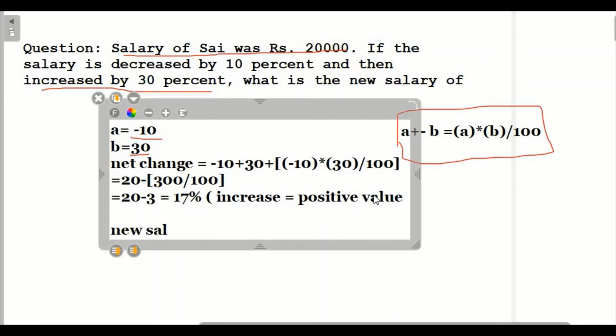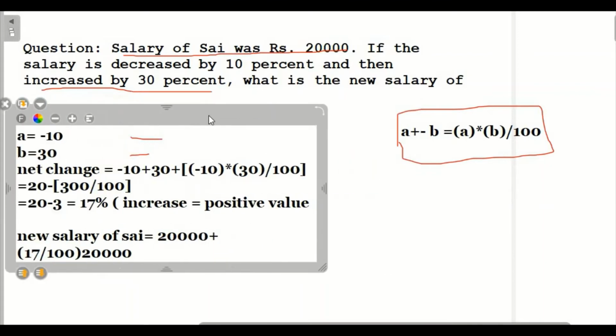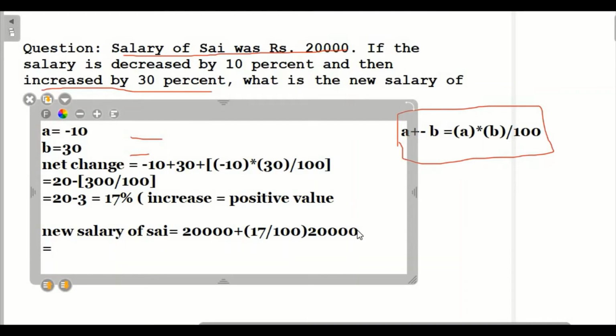So the new salary of Sai equals the 20,000 she is already getting, plus the increase of 17 percent. For the percentage, we are taking 17 by 100 into 20,000. So her new salary will be 23,400.